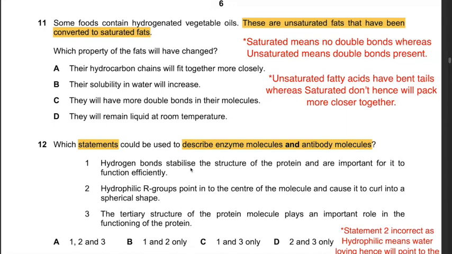If we go to the options B, C and D, B, their solubility in water will increase. No, that is incorrect, as fluidity is concerned with double bonds being present. Therefore, option B is incorrect, as no double bonds are present. If we go to C, they will have more double bonds. That is obviously incorrect, as saturated fats have no double bonds. Answer D, they will remain liquid at room temperature. That is also incorrect, as only unsaturated fats can be liquid, but saturated fats are mostly solids. Therefore, they won't remain liquid at room temperature. Hence, the answer is A.